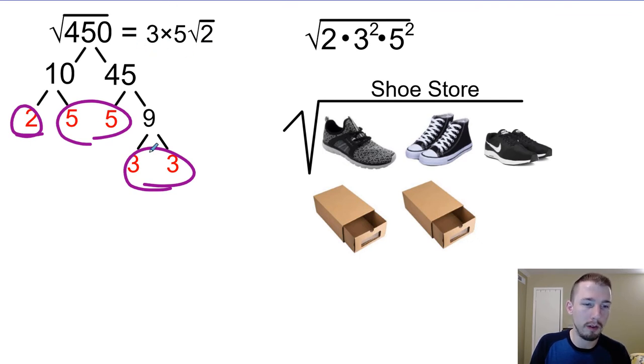Okay, so everyone else paired off. We had 1 pair of 3's, 1 pair of 5's, and then the 2 is all by itself, left still inside the radical because it wasn't able to be reduced.